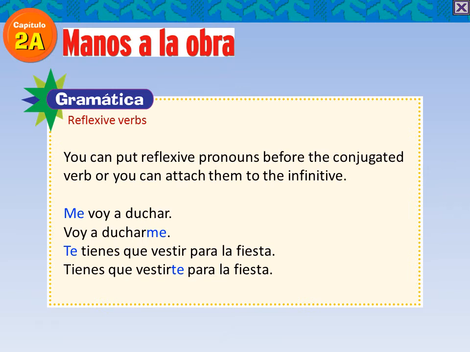Te tienes que vestir para la fiesta. So here we have the pronoun in front of the conjugated verb. But another way we can write it is tienes que vestirte para la fiesta. Here we have the pronoun after the verb vestirte because that's the reflexive verb. And notice that if you're going to put it after the unconjugated verb, make sure you are aware that it has to be attached. So you have to attach it if you're going to put it after.